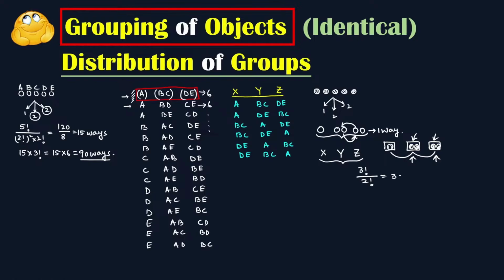That gives us three ways. There are three ways. And what are the ways? We can go by analyzing it mathematically. We can say that this person got one ball.